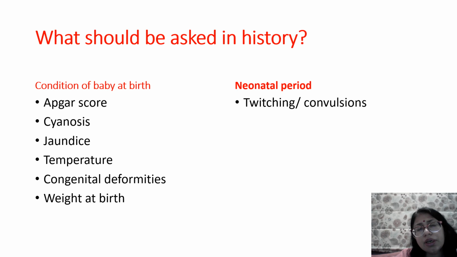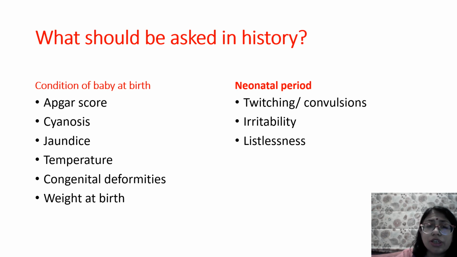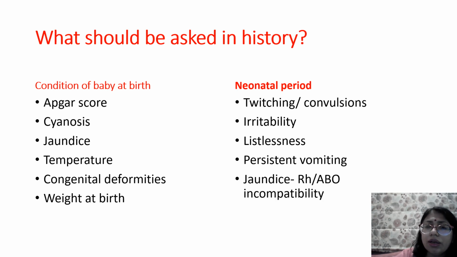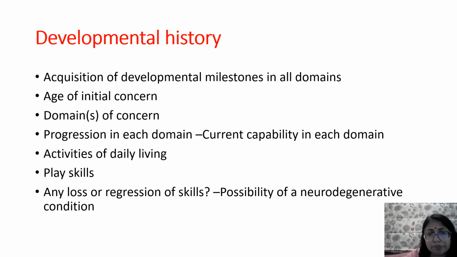In the neonatal period, we need to find out if the child had neonatal encephalopathy, which could manifest in the form of seizures like twitching or convulsions, or even excessive irritability and excessive crying, an inconsolable child, or in HIE 3 the child could be listless, lethargic, with persistent vomiting. And if there is jaundice, we look for Rh or ABO incompatibility as well, and we ask for any sucking difficulties.